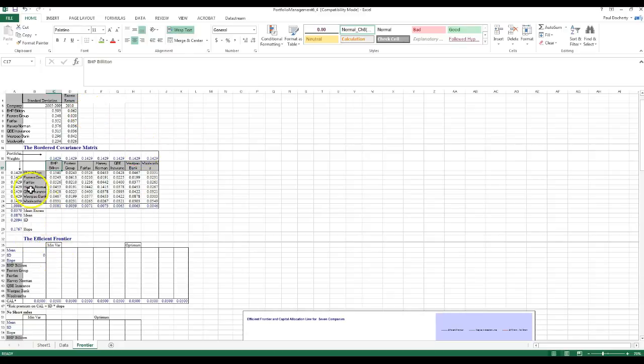So what I can actually do is that as I change these weights, we'll find that these values down the bottom here change, because what they're doing is calculating the variance of my portfolio. Now what you'll remember is that the variance of a 7-asset portfolio is the sum of the weight of each of the assets squared times the variance of each of these assets, plus 2 times weight times weight times covariance for each pair of assets within that particular portfolio.